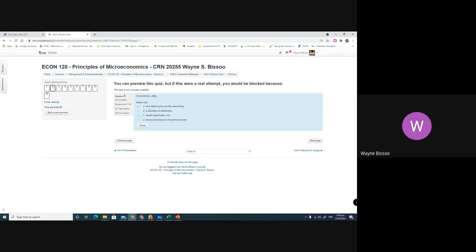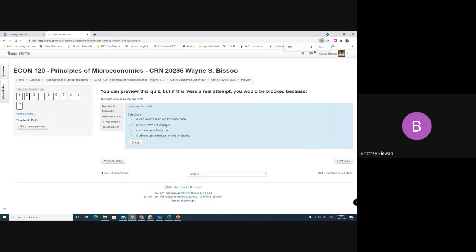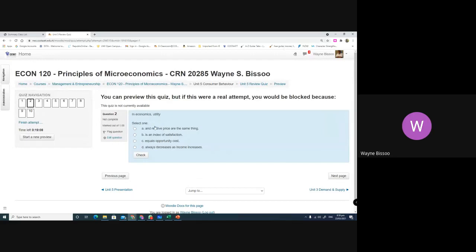In economics, utility measures what? Anybody who cares to answer this one? What was the answer? Can you all see it by chance? No, sir. The question is asking you, in economics, utility, select one, is a relative price of utility? Sorry? So B, an index of satisfaction. That's possibly correct. Yes. I'm not going to answer it.